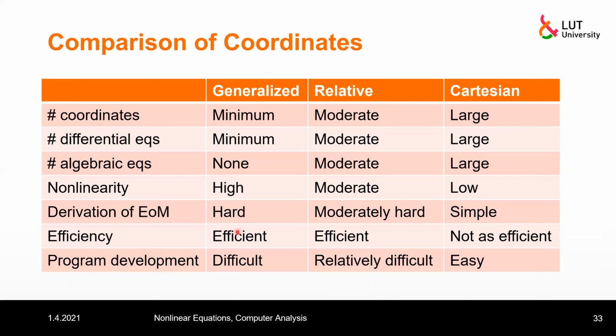Efficiency: this is usually efficient, this is also efficient, and this can be not as efficient. For sure, we need to take sparsity into account to make it reasonably efficient, but often simplicity wins. And all of that goes to program development. It's connected with the equations of motion being hard to derive, so it is hard to develop and to include new features. This is relatively difficult, but here it's reasonably easy due to the simplicity of the description.